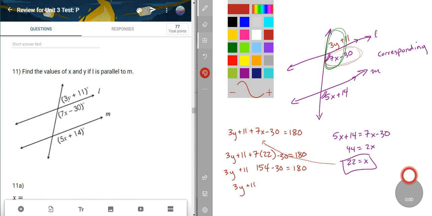I'm not going to do this all in my head. So this is 124, which means this is 135.